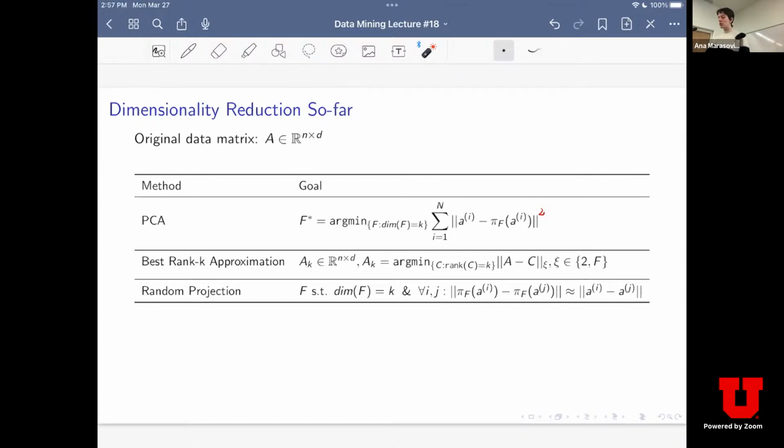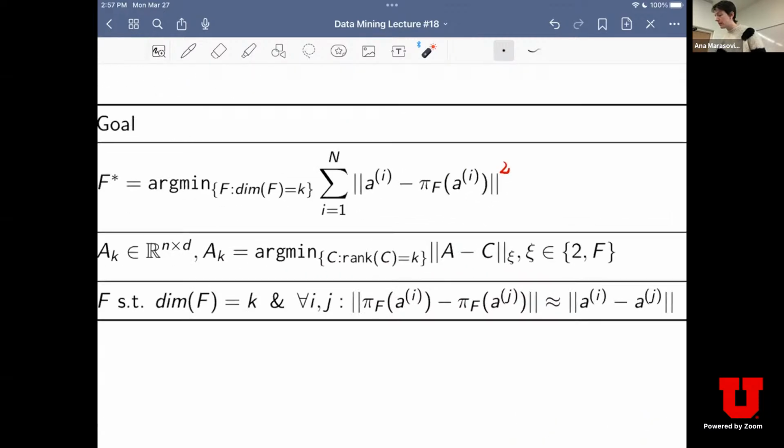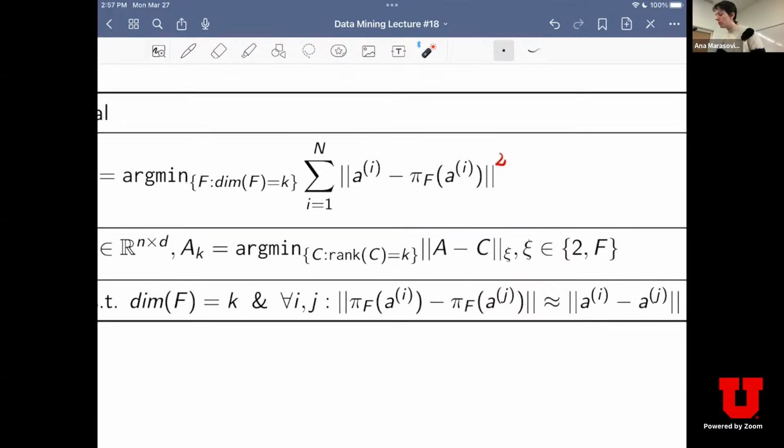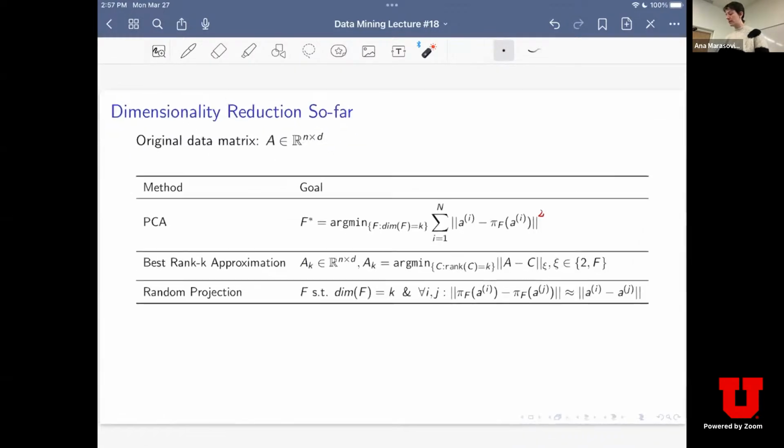By approximation, we took the difference between A and such a matrix and took the norm of the difference. So this matrix A_k is minimizing such a norm across all matrices whose rank is k. Here, I use C as a placeholder for the matrix being minimized over. The norm can be the 2 norm or the Frobenius norm of a matrix.